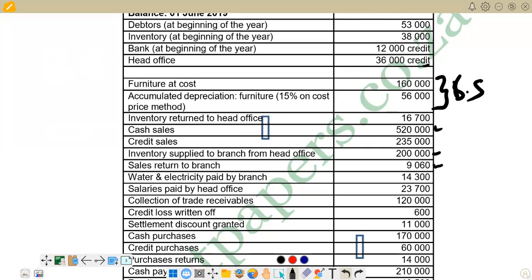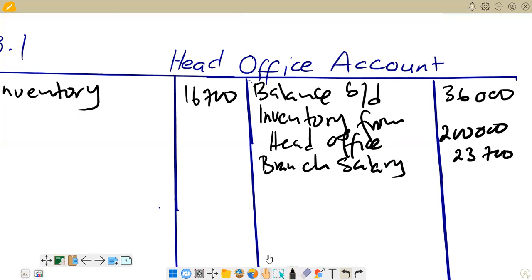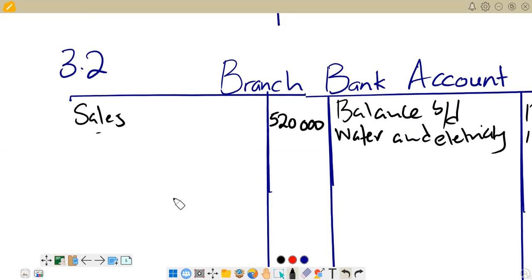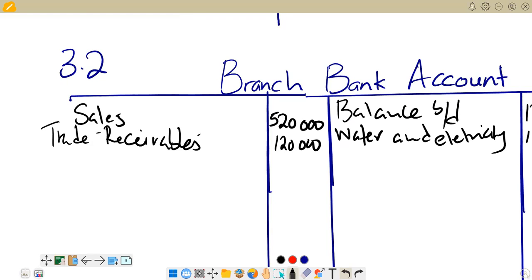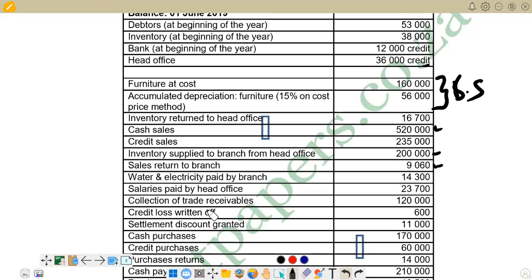Branch bank account. Right, so now we are here, we are saying on the debit side, we are debiting with trade receivables. And the amount is 120,000. So this is what we have. Then go and check what we have next. Right. This is what we have on collection of trade receivables.